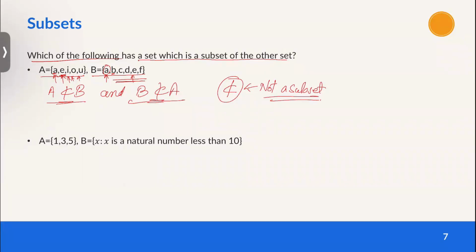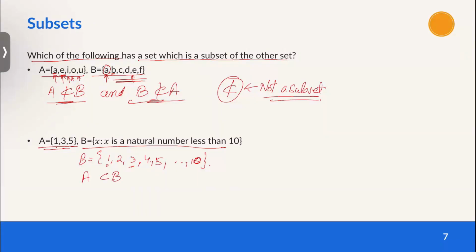So in this example, we have A equals the set 1, 3 and 5, and B is the set of all natural numbers less than 10. What is the set of natural numbers? It is 1, 2, 3 and so on till 10, sorry, 9. So 1 is there in B, 3 is there in B and similarly 5 will also be there in B. So A is a subset of B.